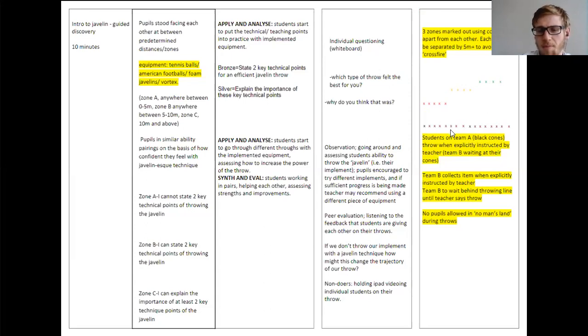That would be separated by quite a reasonable distance between Zone B, which is slightly further, and C, which is slightly further even more. Now, even though the lesson isn't focusing on distance, this is more for logistics' sake and safety, just in regards to pupils who will throw their implement further having to wait longer before they grab the implement and come back.